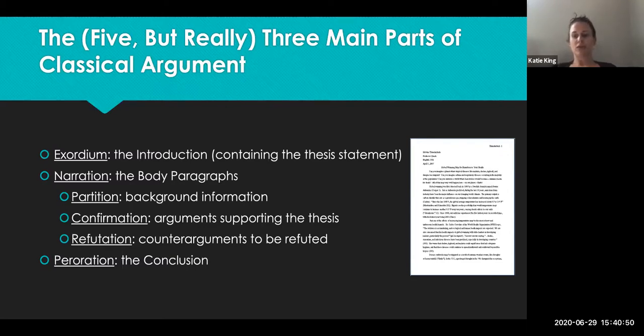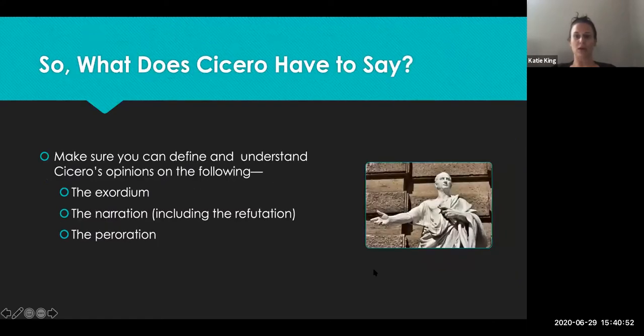So now the questions for you as you consider Cicero, right? One, make sure you can define and understand these aspects, but also be able to understand his opinions about them. What does he think is important? What does he think is unimportant? What does he think you should do in each of these sections? What does he think is not helpful to do, right? Get his opinion about why, you know, the argument needs to be structured in this way and what has precedence over other aspects, and et cetera, et cetera.